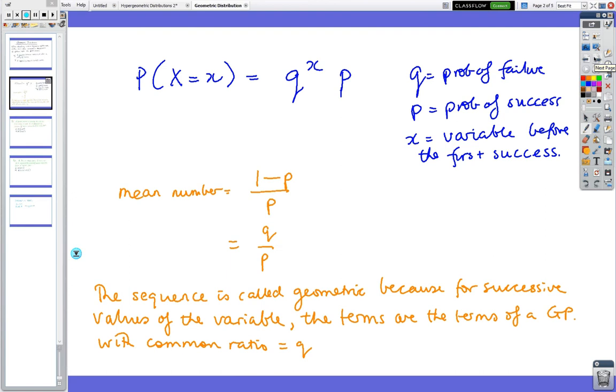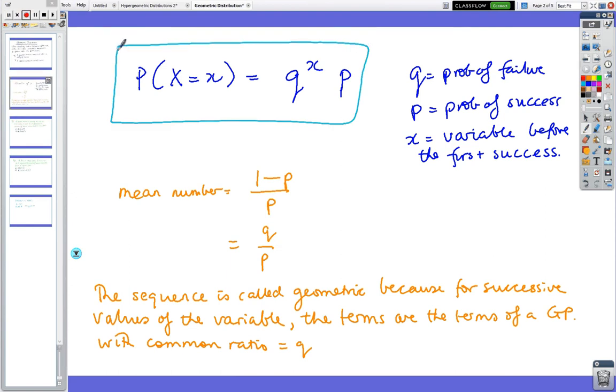Okay, so the probability that we have a certain value is based on the number of failures that we're going to have before our first success. Q is the probability of failure, P is the probability of success, and S is how many failures we have before our first success. The mean will be equal to 1 minus P over P, which is the same as Q over P. The sequence is called geometric because successive values are the terms of a GP with a common ratio of Q, which you'll find in our examples. So copy that and come across when you're ready.